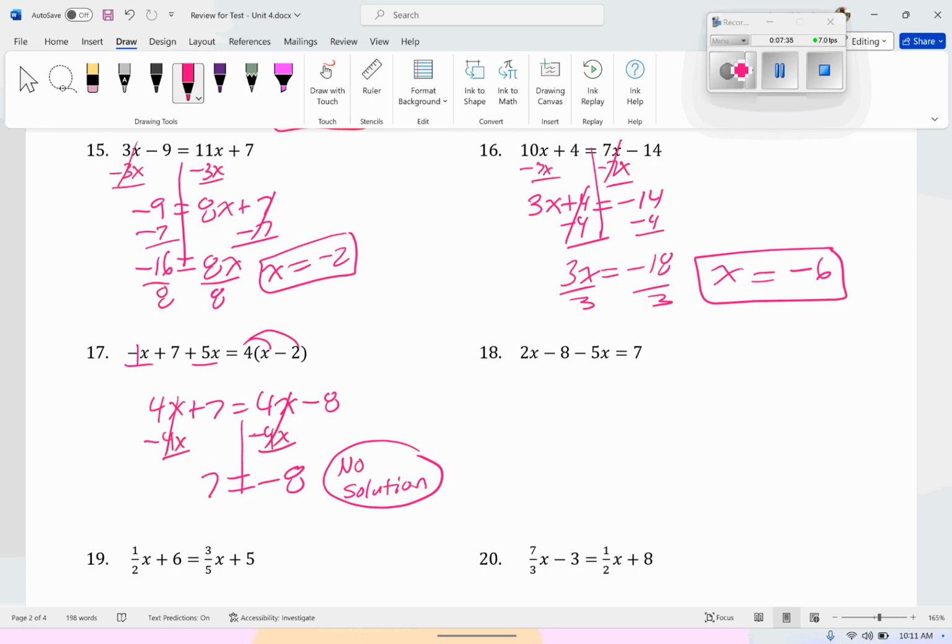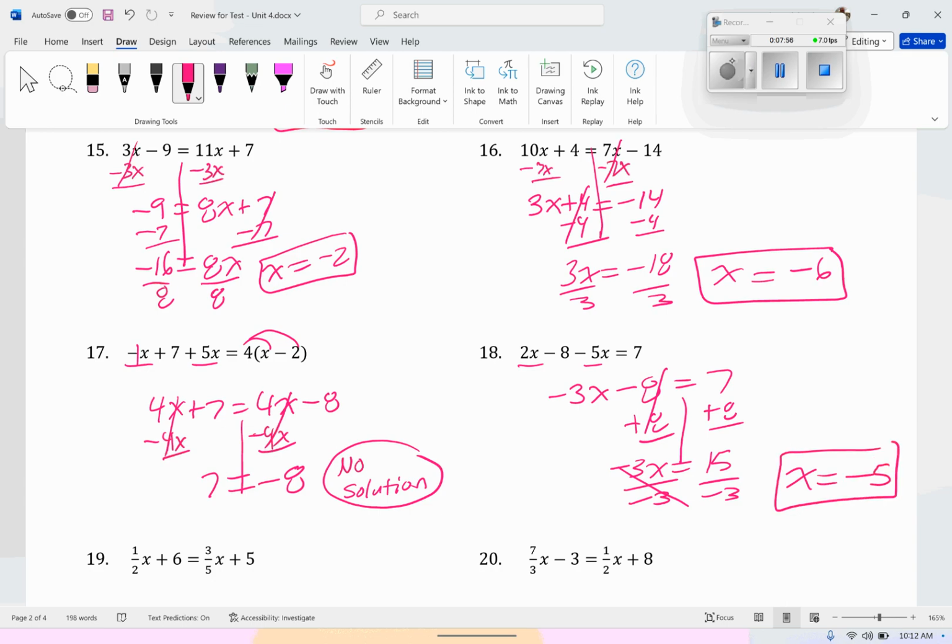Number 18, we're going to combine these like terms first. So 2x minus 5x is negative 3x. Minus 8 equals 7. Let's add 8 to both sides. Those cancel, so I get negative 3x equals 15. Divide each side by negative 3. Those cancel. X is equal to negative 5. 15 divided by negative 3 on a calculator is negative 5.